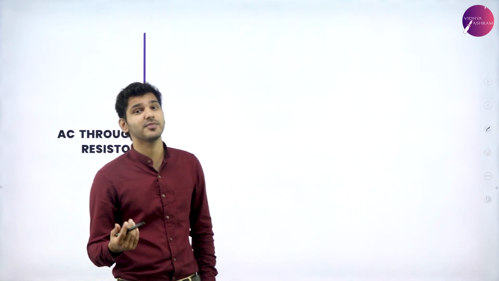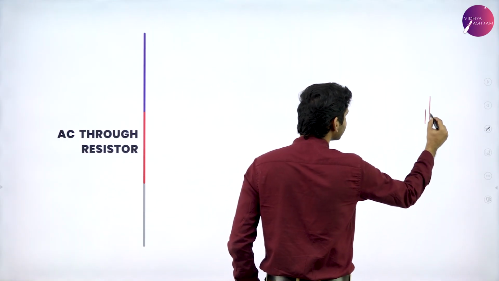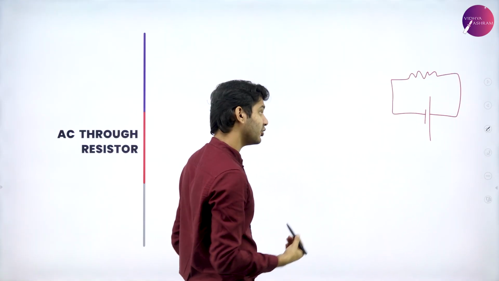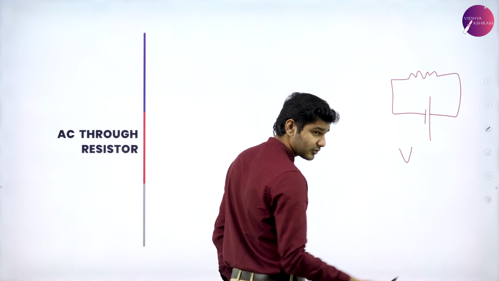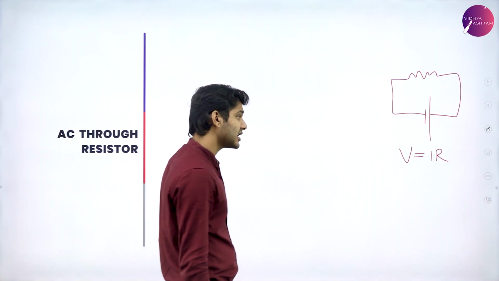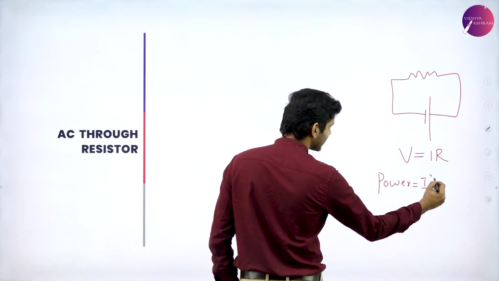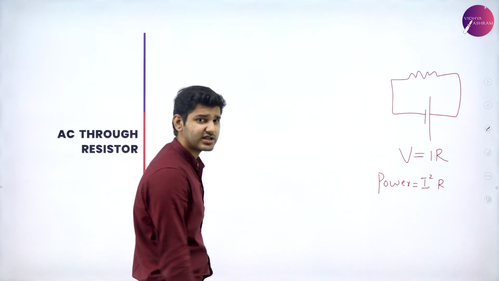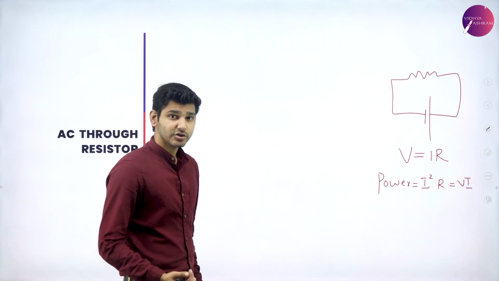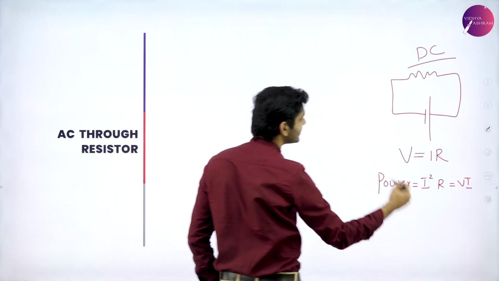So first let's start from the basics. Let's say there was a DC circuit like this connected to a resistor. Then we can say that it obeys Ohm's law, and V is directly proportional to I, or V is equal to IR. Simply, we can also say that the power of this particular circuit is equal to I square R, or simply power can also be equal to VI. So this is all in the case of DC current. That is, if this is DC current, this is all true.